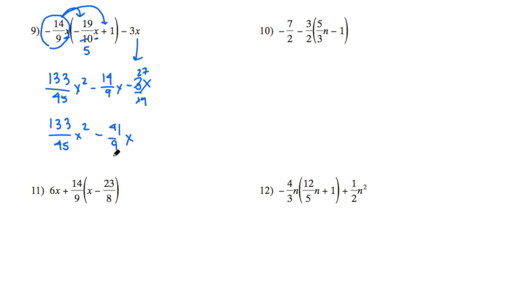And that, even though it has some numbers that are not as pretty as you might like, is our final answer. Get comfortable with numbers that don't always look nice and neat and not always whole numbers or integers.